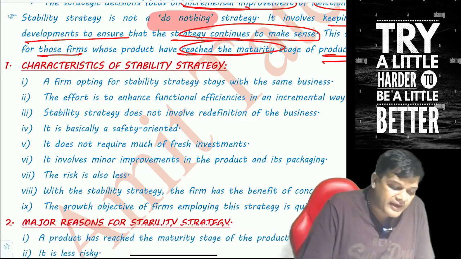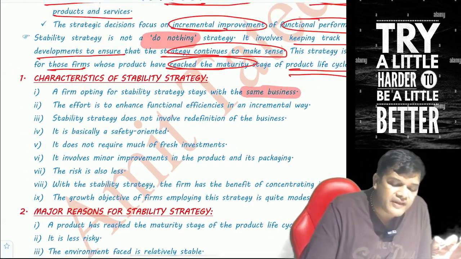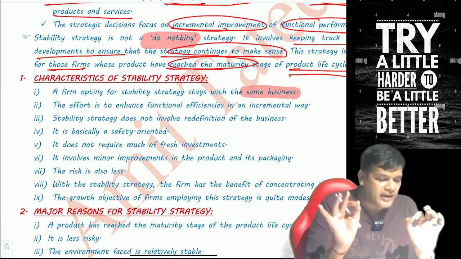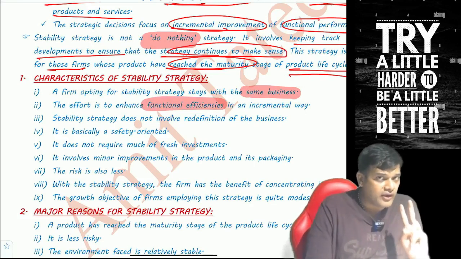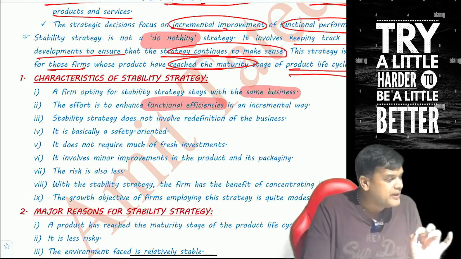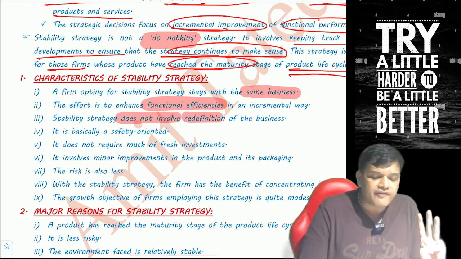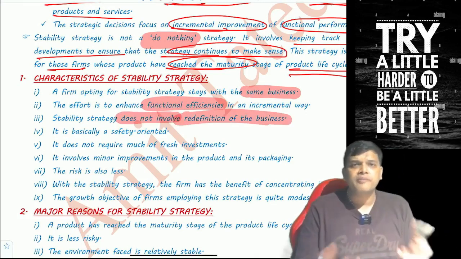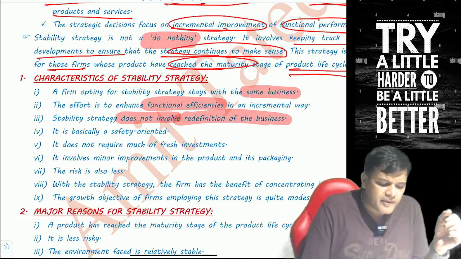The first point, what are the characteristics of stability strategy? First point, stability strategy focuses on same business and same market. Second scenario, it's functional efficiency. I do think functional efficiency is very clear now at your end. 10 minutes, 8 minutes, I am saving 2 minutes. Third, it does not involve redefinition of business. I will not redefine my business because current market and current product, I am not redefining, I am not doing anything. It is basically safety oriented.